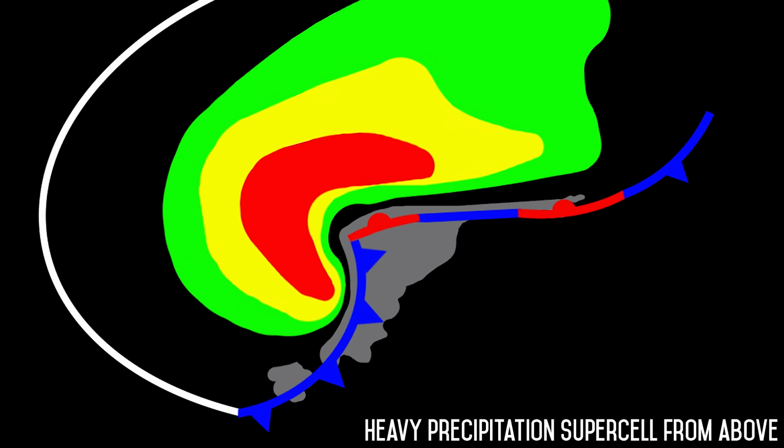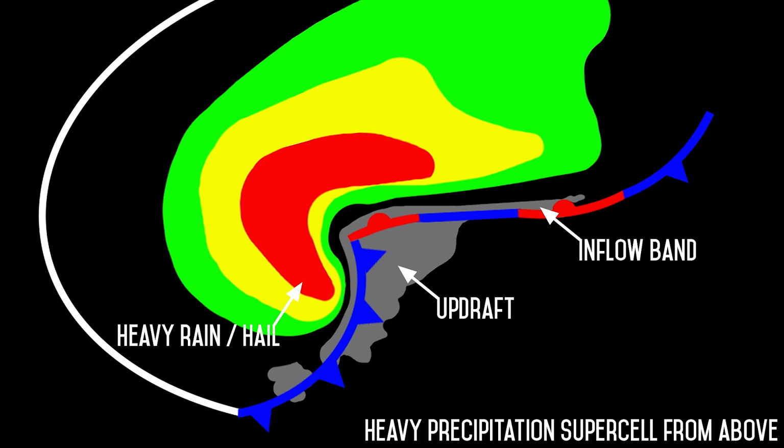High precipitation supercells' updrafts are partially or completely wrapped in precipitation. An HP supercell's core consists of very heavy rain and hail, with light precipitation along the outer edges and under the anvil.